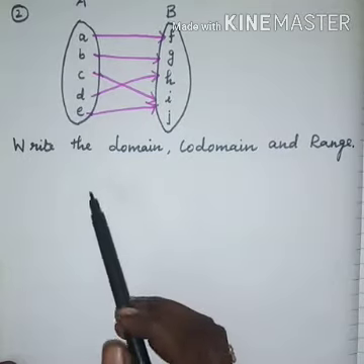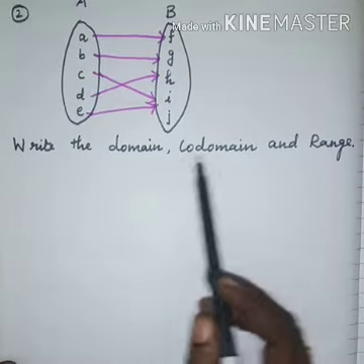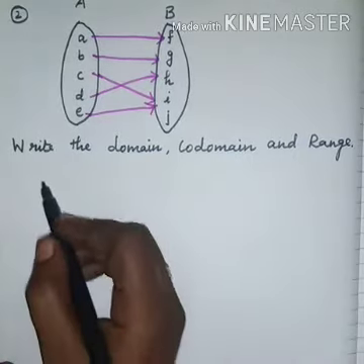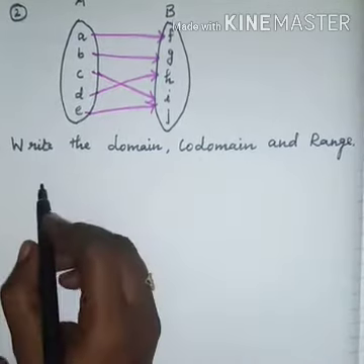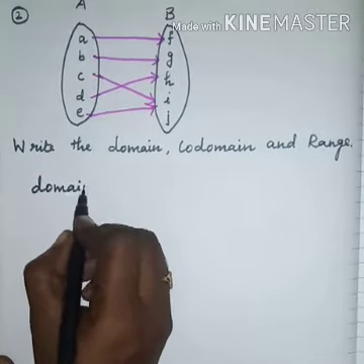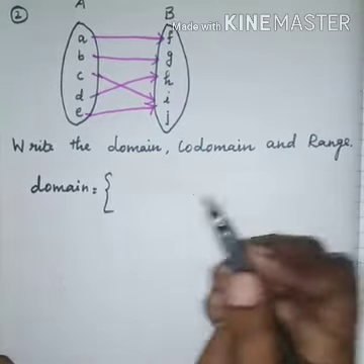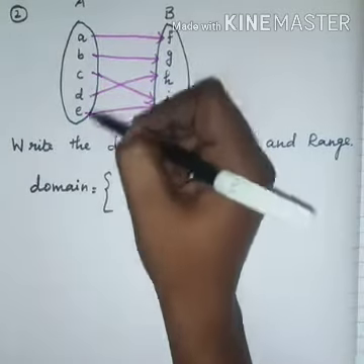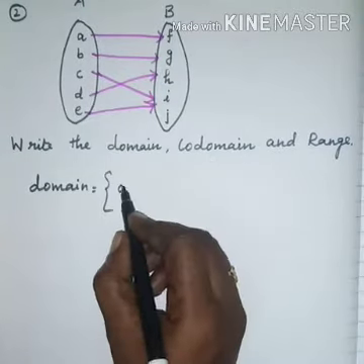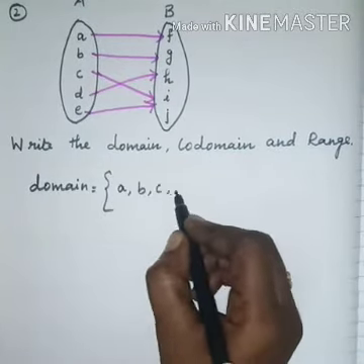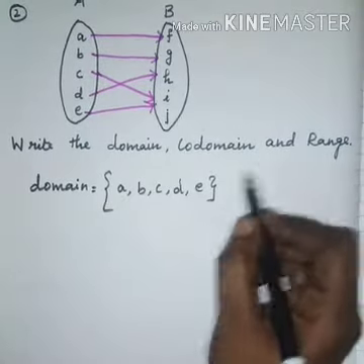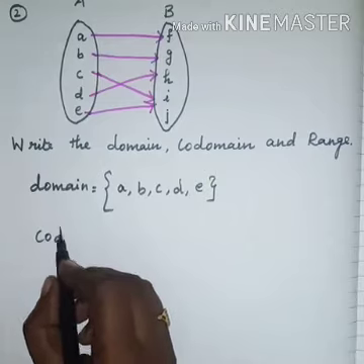Now we are going to learn how to find the domain, codomain and range if the arrow diagram is given. Here the members of the set A are called the domain. So domain is equal to A, B, C, D, E. And then we have to find the codomain.